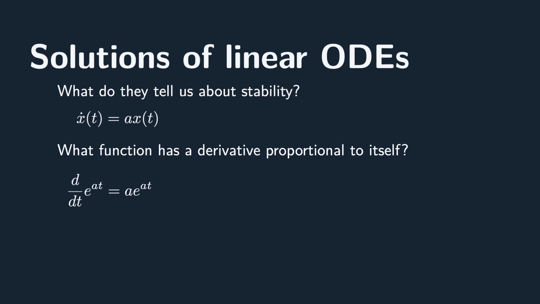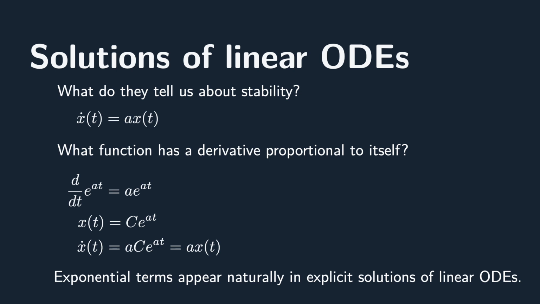The derivative of e to the at with respect to t is a e to the at. So, if we try x equal c times e to the at, then we get x dot equals a c e to the at, where c is a constant. But c e to the at is just x of t, so this gives us x dot equals ax. This is why exponential terms appear naturally in solutions of linear differential equations.